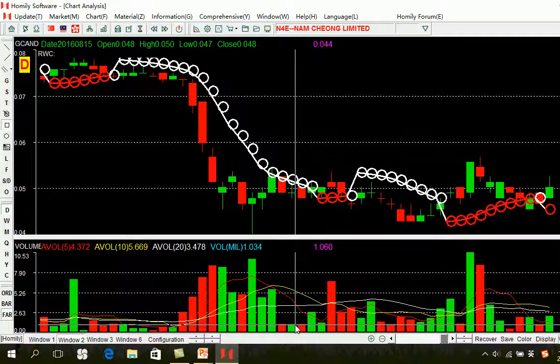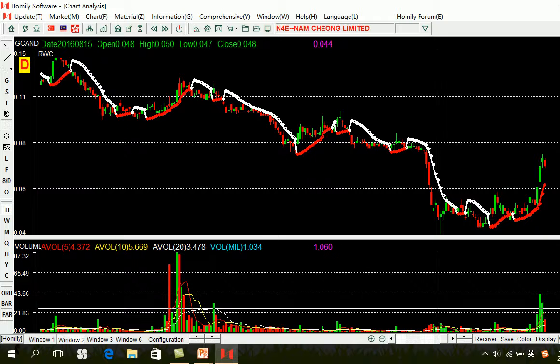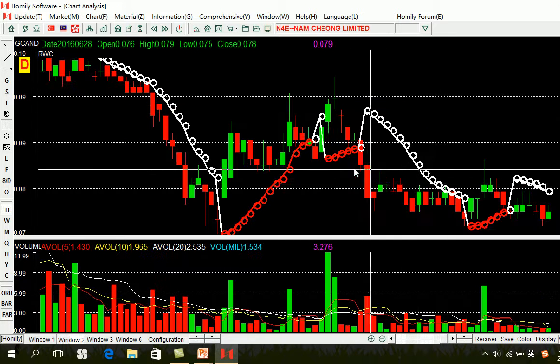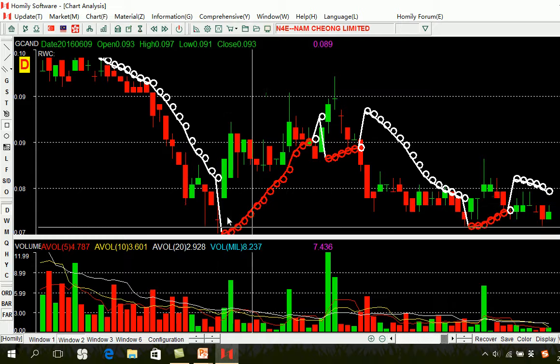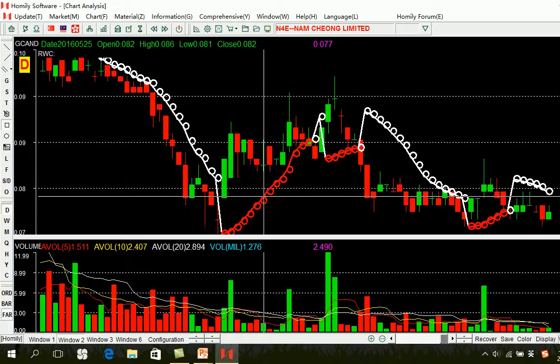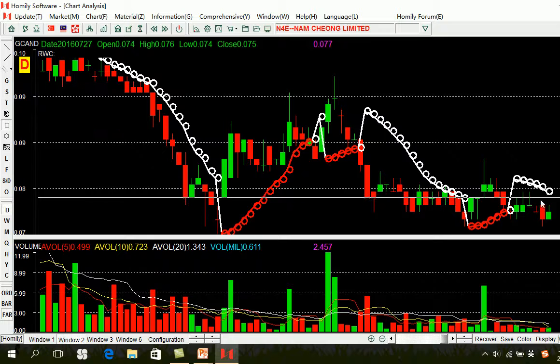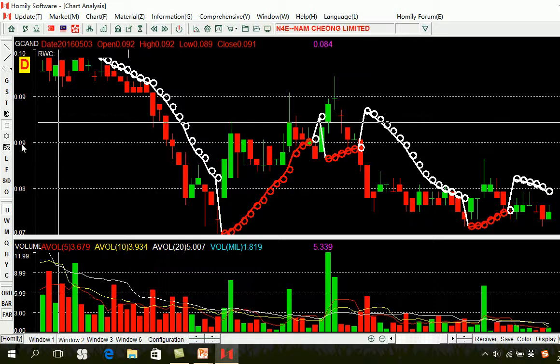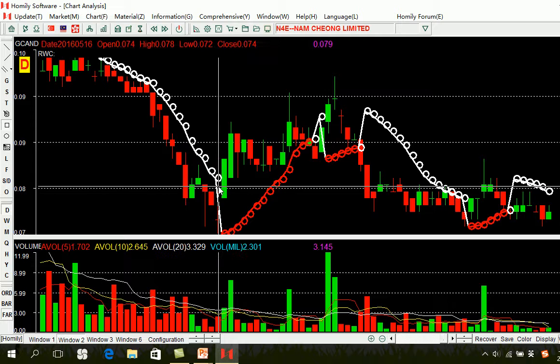So if you see here, we know that here is the sideways area because the high point is higher but the low point is lower. This is the sideways. So if you use the red and white circle in the sideways, you will lose much money. Okay, you can see here, not much money, we will lose a little, okay?